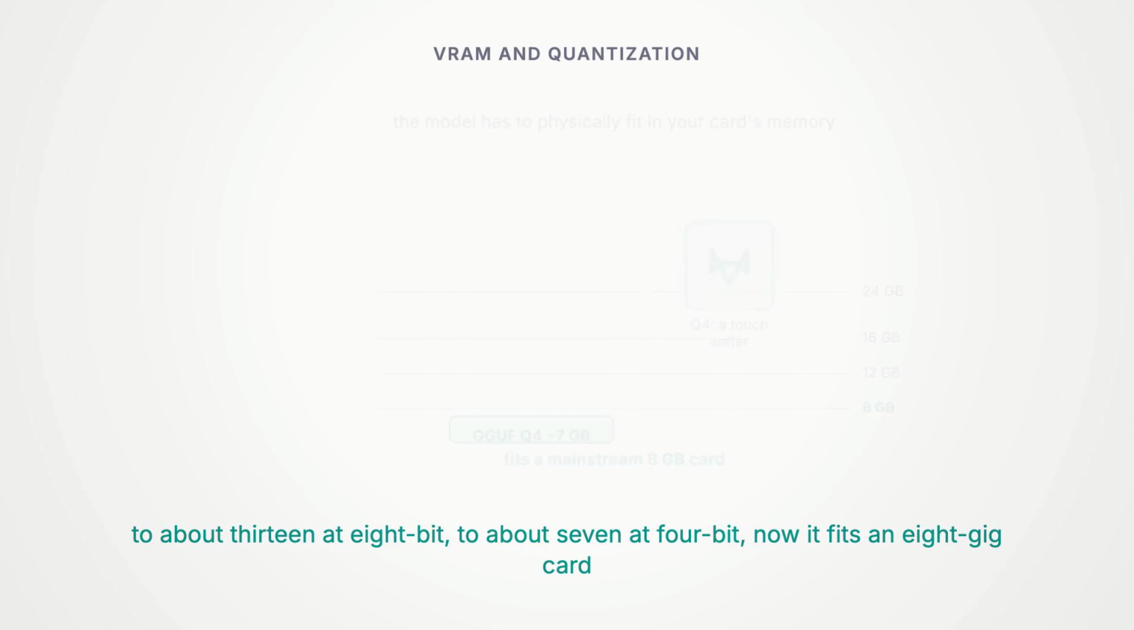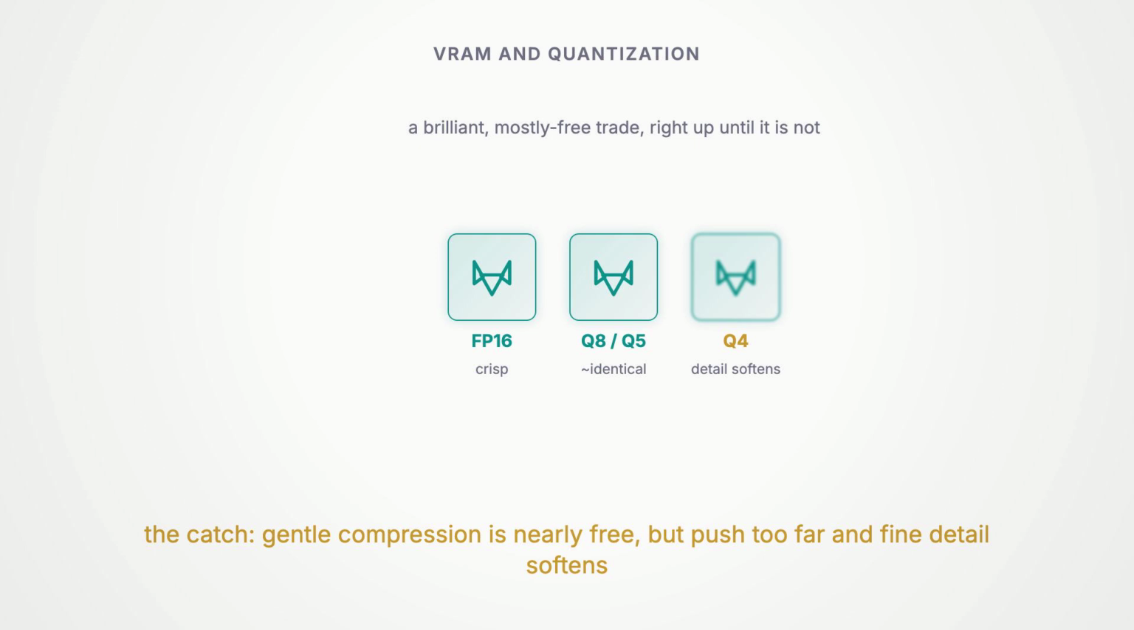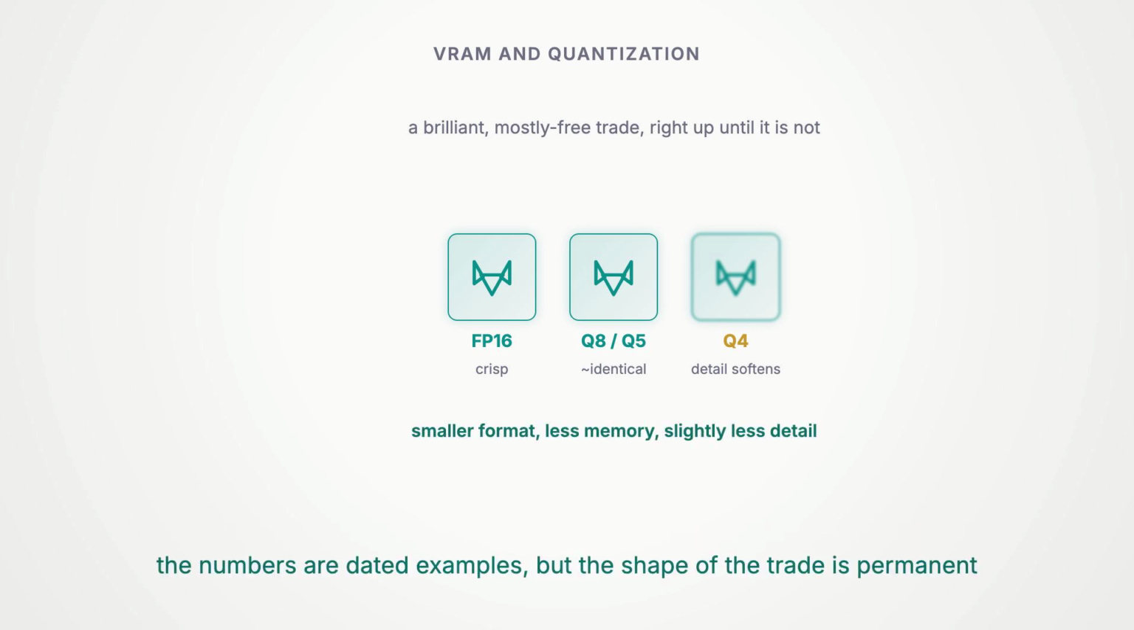There is, of course, a catch, and you should hear it honestly. The gentle compression is nearly free. At 8-bit or 5-bit, almost nobody can tell the difference in a blind look. But push too far down to 4-bit and below, and fine detail starts to soften. Textures get a little mushy, small text gets shaky. So quantization is not magic with no cost. It is a brilliant, mostly free trade, right up until it is not. The exact numbers will keep shifting as models and cards change, but the shape of the trade is permanent. Smaller format, less memory, slightly less detail.